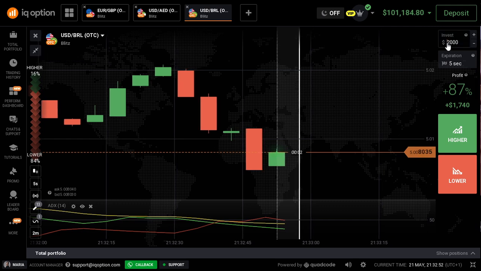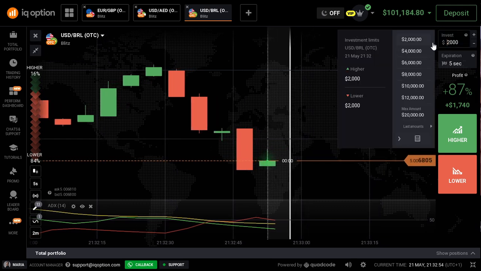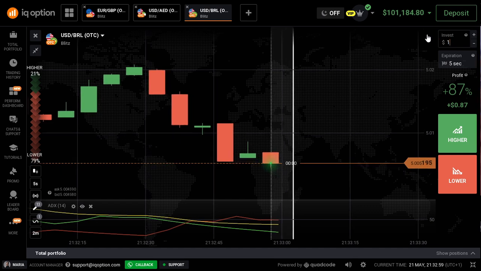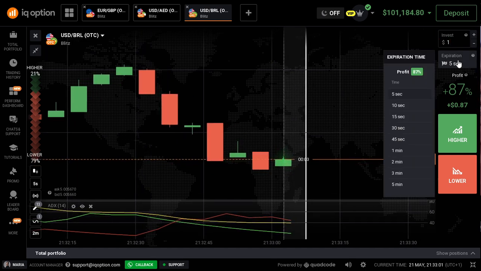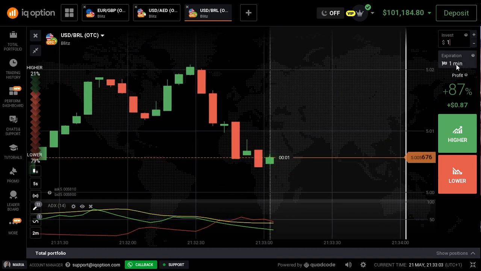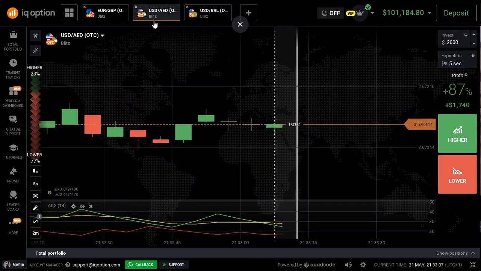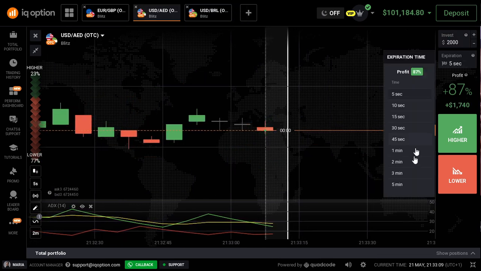So this is the way you set the investment amount for trading. If it's $1, you can put in $1. If it's more, you can put that in. This is the way you set your time. I can ask you to use 1 minute, I can ask you to use 2 minutes, and always be checking it because the time too changes. You can see, oh yeah, it's showing 5 seconds. So always be checking it.